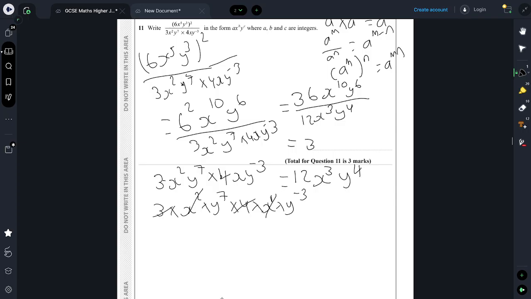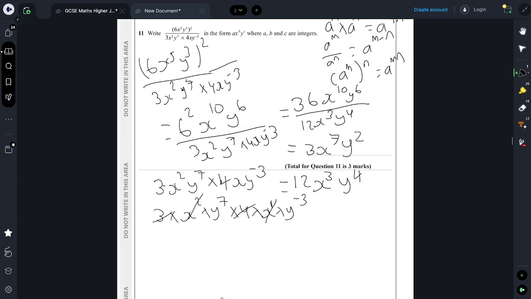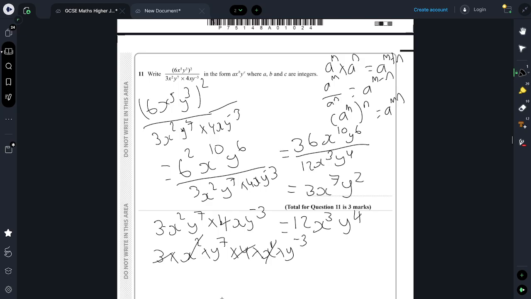Then let's do x. x to the 10 divided by x to the 3. For dividing, we subtract the powers. So 10 minus 3 is 7. And lastly, y. y to the 6 divided by y to the 4, you subtract 6 minus 4, which is 2. And that is going to be your final answer there. It's in this form that they want. So A is 3, B is 7, C is 2. Lovely jubbly. It looks like a whole mess, but really it's just testing the index laws.